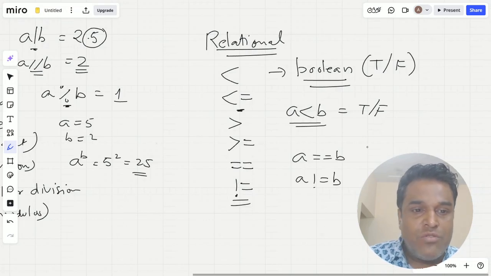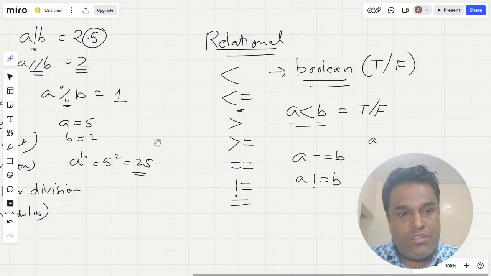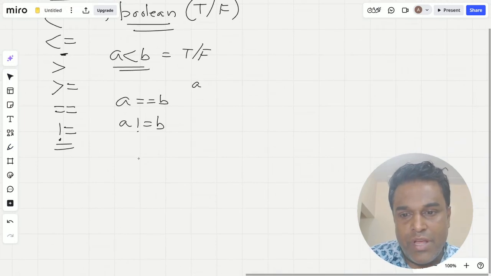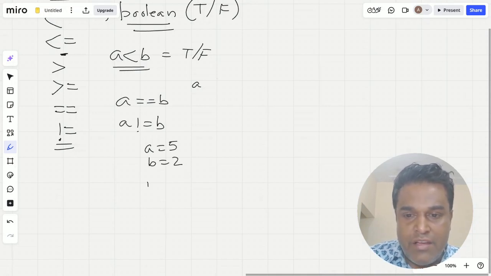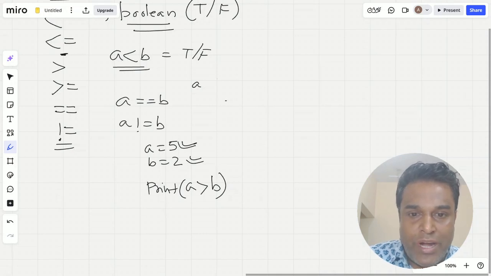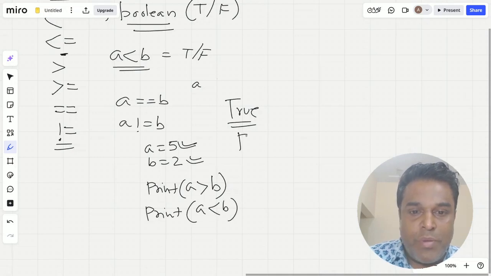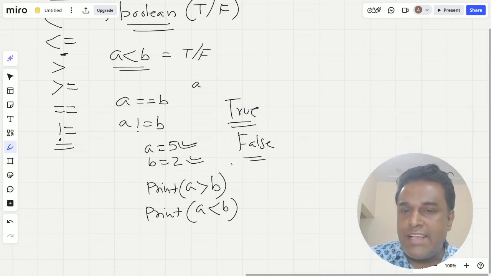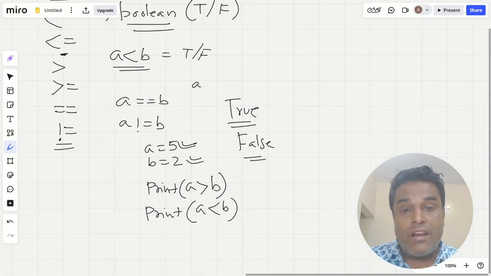In fact, if we have some values like A is equal to 5, B is equal to 2, then I can simply use a print function and do the comparison, A greater than B. In this case the value of A is 5 and the value of B is 2, so obviously A is bigger than B. So it will print a Boolean value on the screen, that is true. Had this been print A less than B, it would print false, the Boolean value. As I said, these relational operators produce a Boolean value. So these are the relational operators.